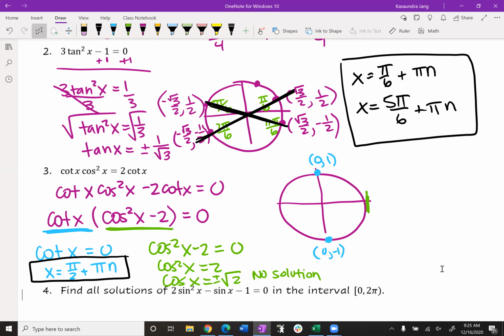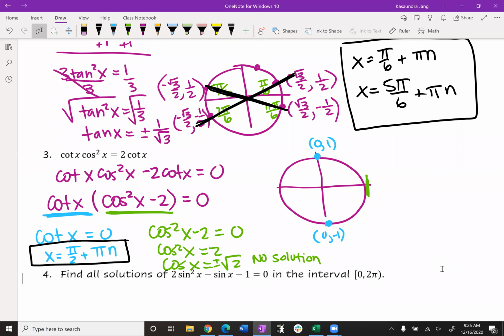I'm going to try to finish. Question: why did you make both of the functions equal 0?